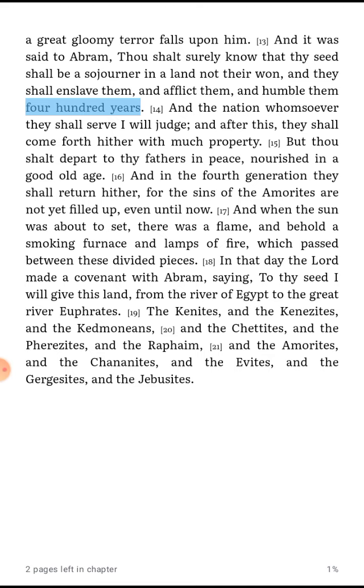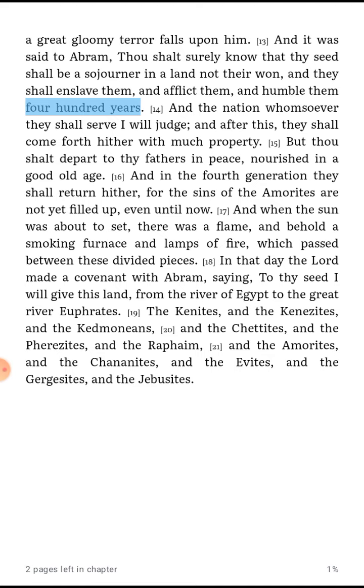So here, God's prophecy to Abram includes their sojourning in the land of Canaan and Egypt. Okay? Because they're sojourning in Canaan, it's a land not their own, and they're also sojourning in Egypt, it's also a land not their own. Okay?